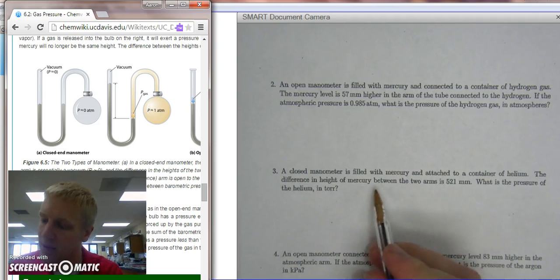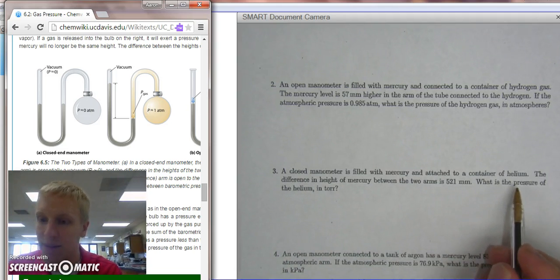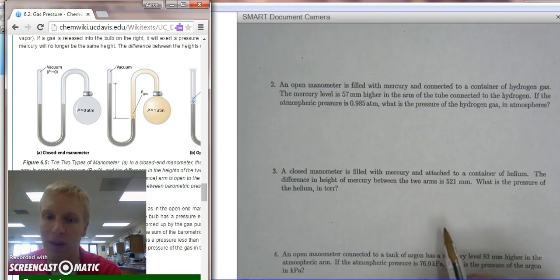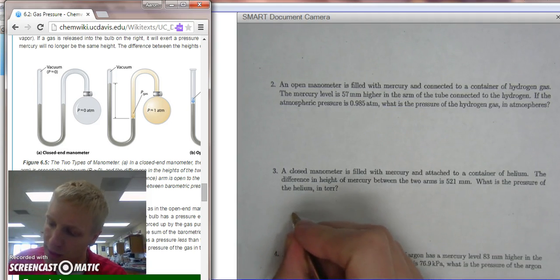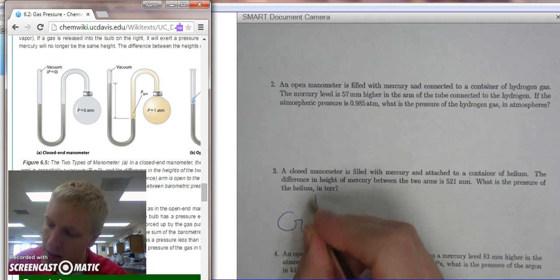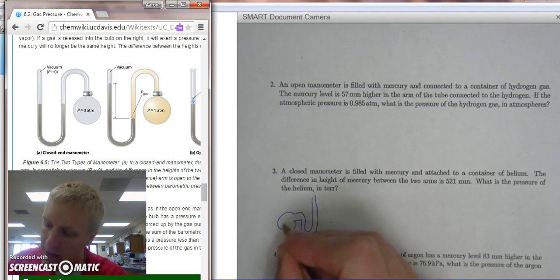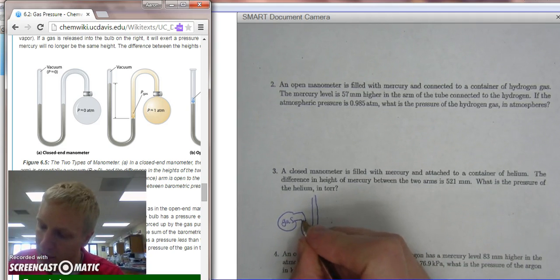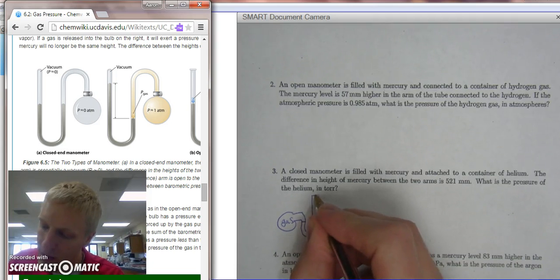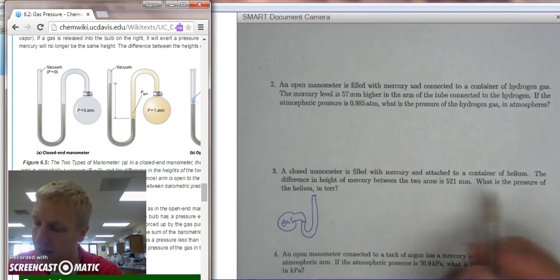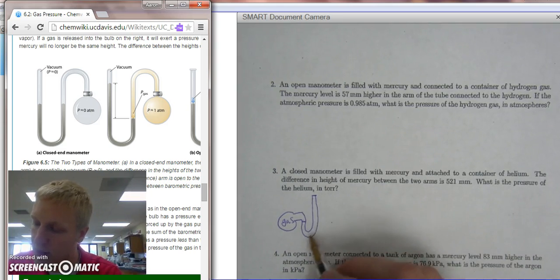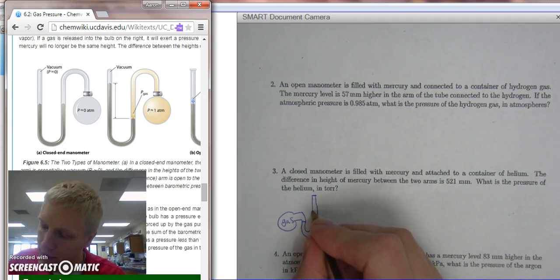So a closed manometer is filled with mercury and attached to a container of helium. The difference in height of mercury between the two arms is 521 millimeters. What is the pressure of the helium in torr? So what I do is I draw a little picture of a manometer. What we got right here is the gas chamber. Here's the manometer, and this is closed, so the atmosphere has no impact on it. And it says the difference in height of mercury between the two arms, because there's mercury in here, is 521.